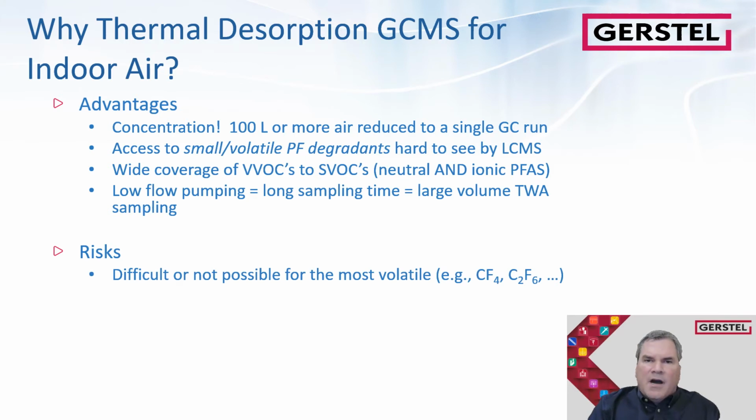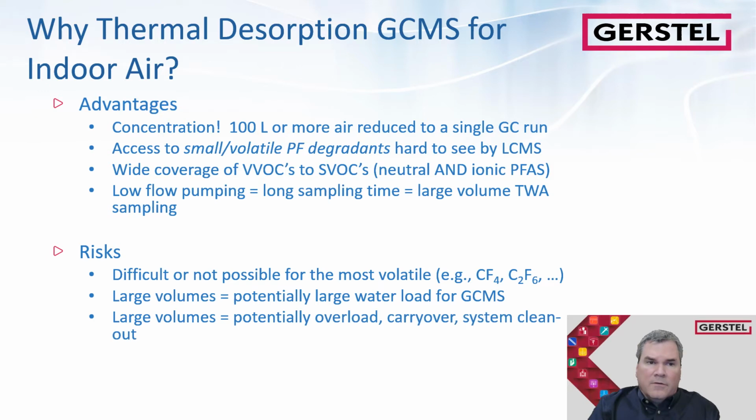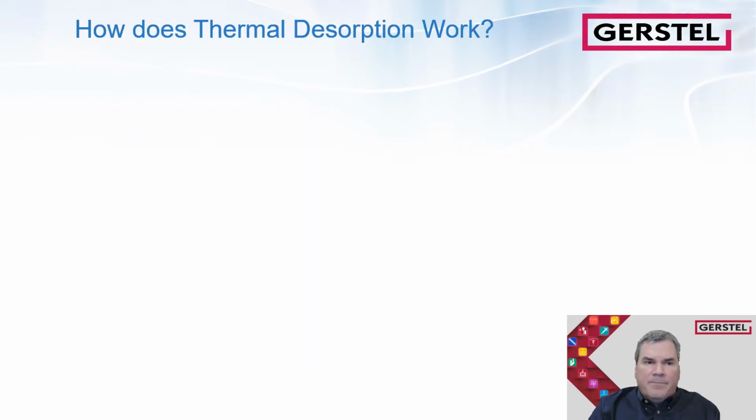There are some risks, however. For the lightest compounds, it's difficult or not possible because we can't really trap CF4 or C2F6. Large volumes of air also mean a potentially large water load for the GCMS, because large volumes of air have significant humidity and significant amounts of water. Large volumes can also potentially overload the system, resulting in carryover or system cleanout if too much is brought on. And of course, as I mentioned earlier, we can't do sulfonates.